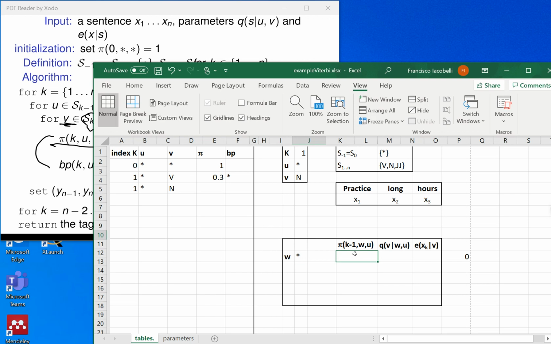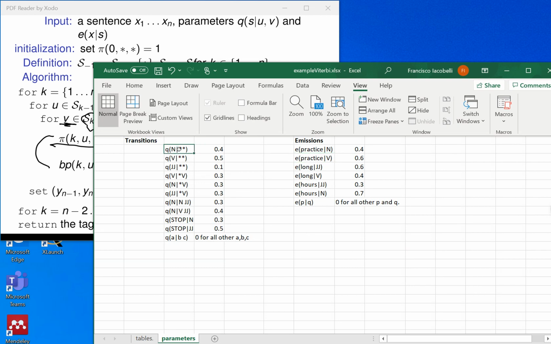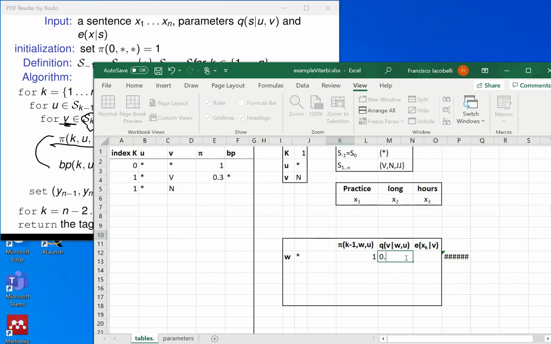And we're going to do the same computation. Pi of k minus 1, so pi of 0, star, because W is star, and then U is also star. So pi of 0, star, star is 1. We had it right here. Then we're going to do Q of V, which now has the value of N, W, which is a star, and U, which is a star. So Q of N, star, star, right here is 0.4. We go back to our table, 0.4.